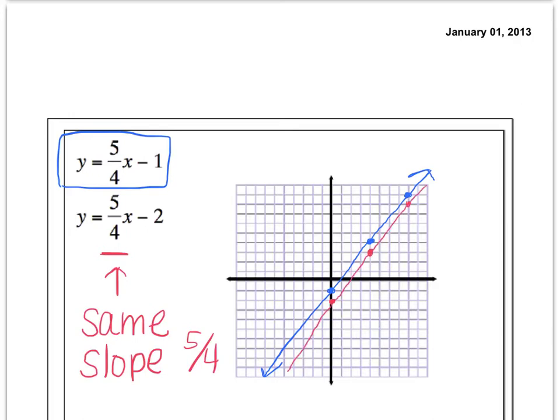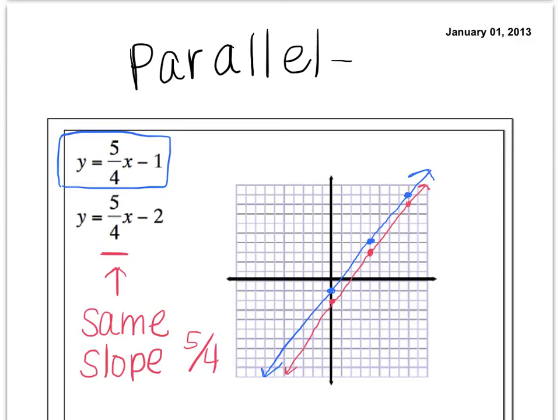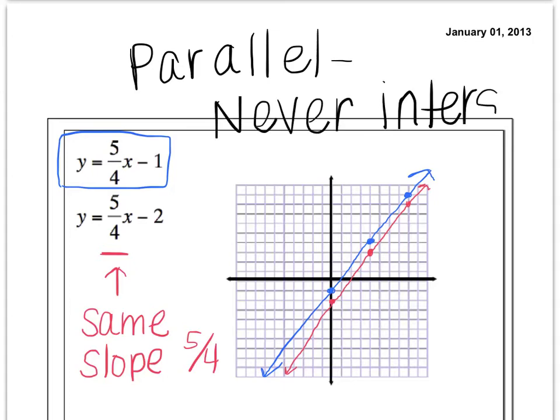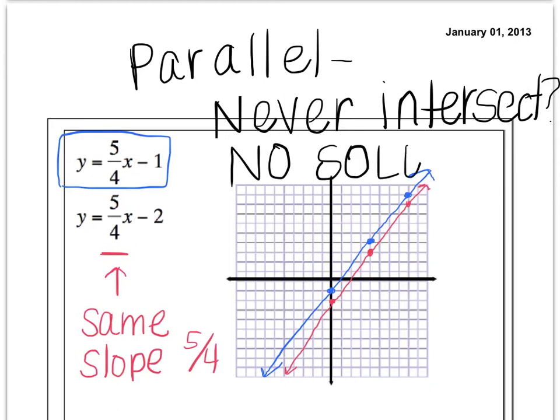And what do you notice about these two lines? What kind of lines are they? You're right. They are parallel. Will they ever intersect? Nope. So if they never intersect, what would our answer have to be? No solution. So there is no point on the red line that is also on the blue line.